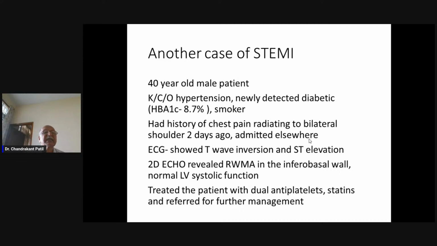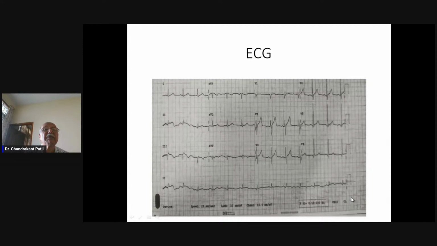So let us discuss another case. A 40-year-old male patient, hypertension, newly detected diabetic, HbA1c was 8.7, smoker, had a history of chest pain radiating to bilateral shoulder 2 days ago, admitted elsewhere. ECG showed T inversion and ST elevation. 2D echo revealed regional wall motion abnormality in the inferobasal wall and almost normal LV function. Treated the patient with dual antiplatelets, statins, and referred for further management to our center.